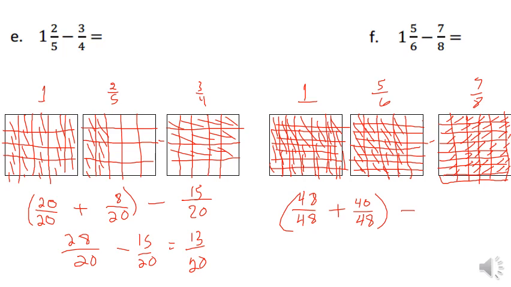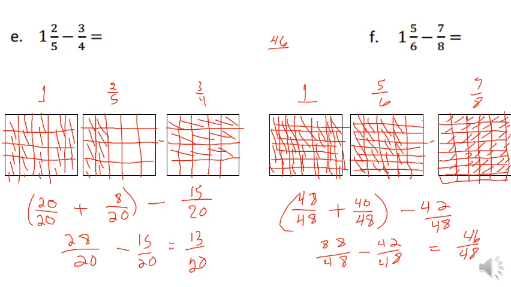And we're going to be subtracting 7/8. And we can see this is 1, 2, 3, 4, 5, 6. They're 6s. On this one, we're going to have 48, and it's going to be 42 48ths. We add these together, we're going to get 88 48ths minus 42 48ths, which is going to equal 46 48ths.